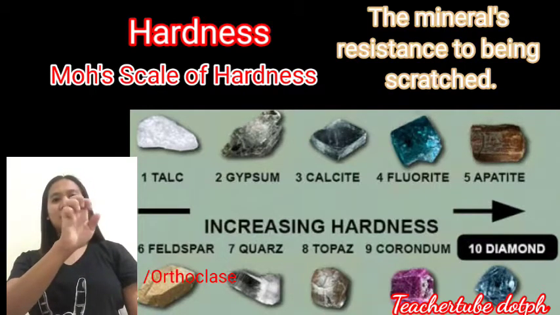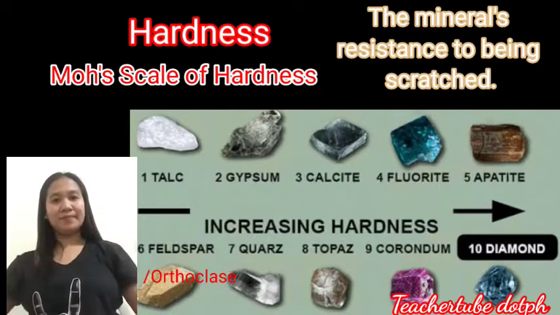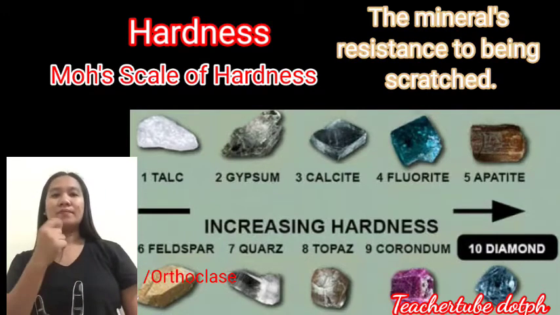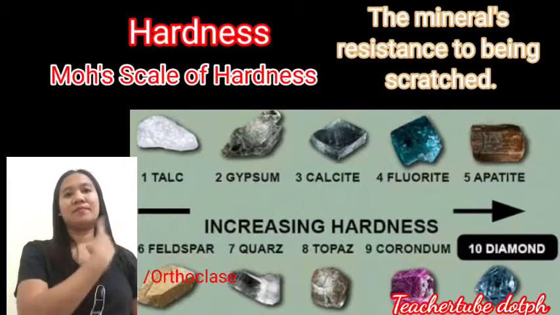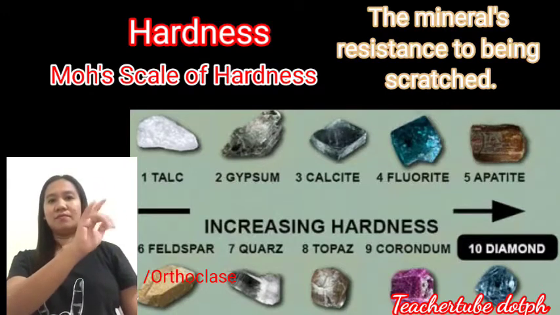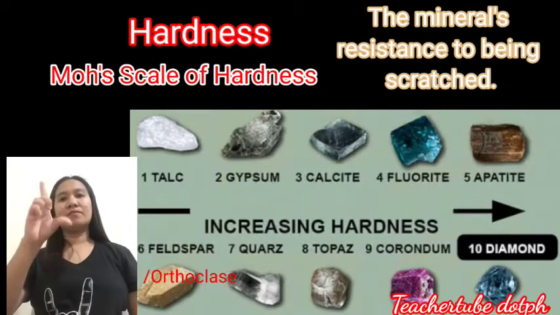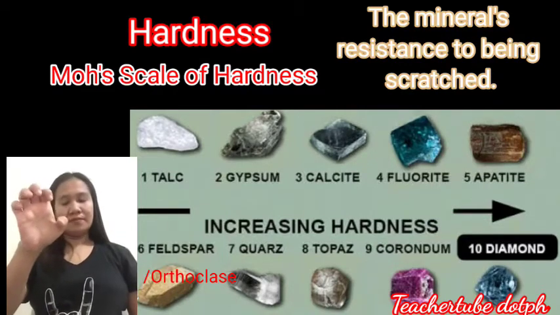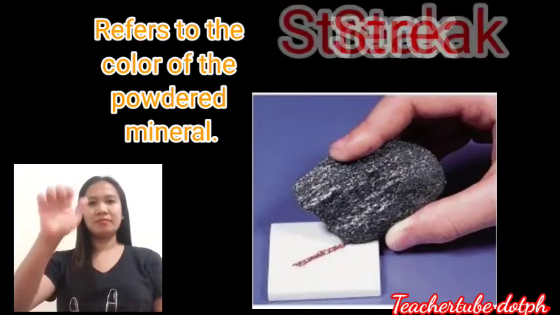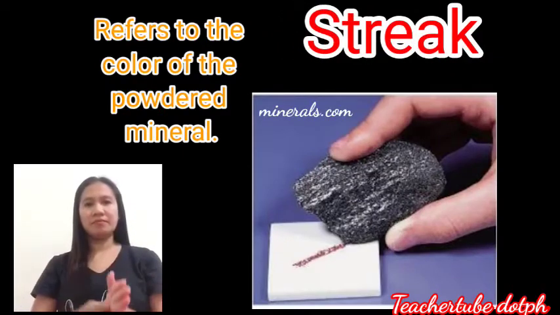1. Talc. 2. Gypsum. 3. Calcite. 4. Fluorite. 5. Apatite. 6. Orthoclase. 7. Quartz. 8. Topaz. 9. Corundum. And 10. Diamond. The next property is streak.